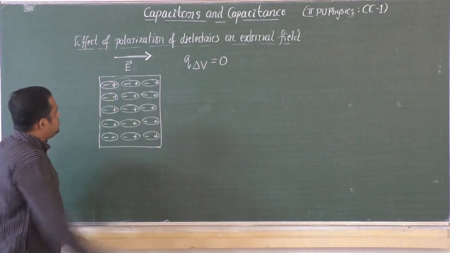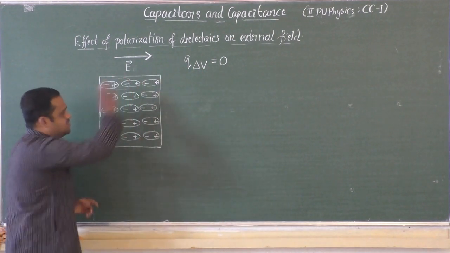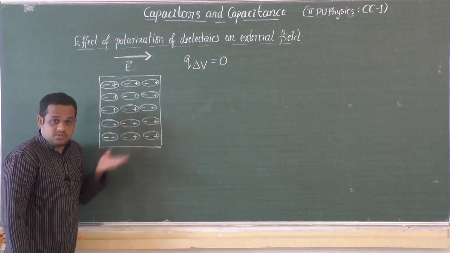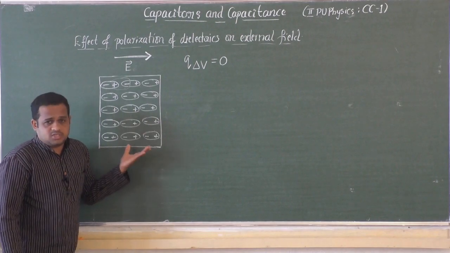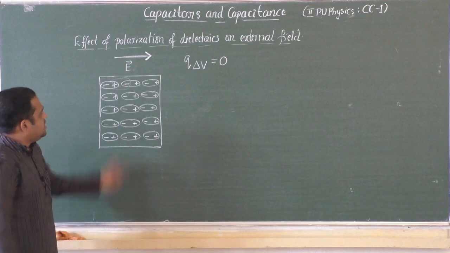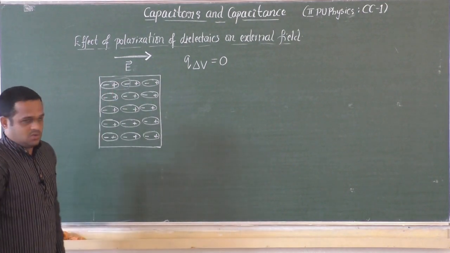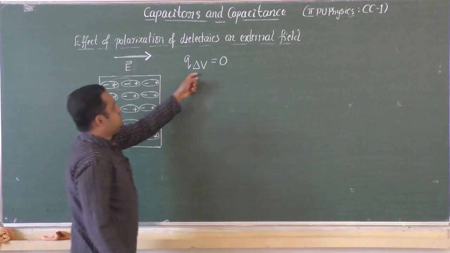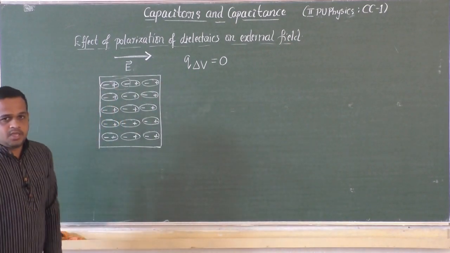Now, this condition is true anywhere inside the dielectric. We know that dielectric is made up of, this is just a representation. Actually, dielectric consists of a very large number of molecules. So, anywhere if you consider a small volume, then the net charge of that volume is 0. So that means inside the dielectric substance, net charge is equal to 0.